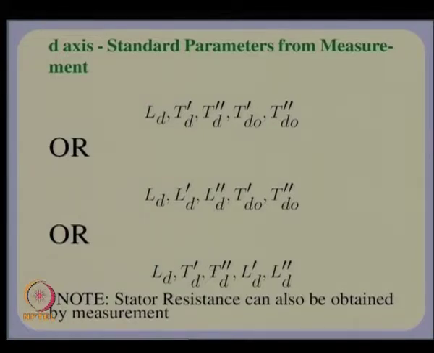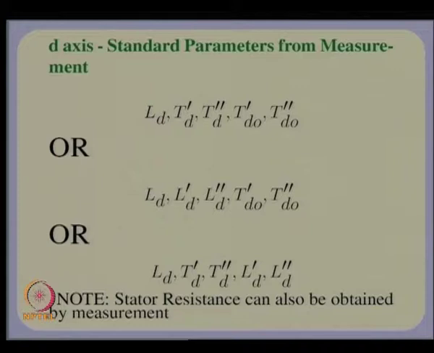But with this you have got essentially whatever you require, because of the interrelationships which exist. So, you will be given either the first set, the second set or the third set. Using any of these sets you could get the model you desire, because there is an interrelationship between reactances and the time constants. Stator reactances can also be obtained from measurement. I have not explicitly mentioned this, but yes, you can obtain stator resistance also from measurement.